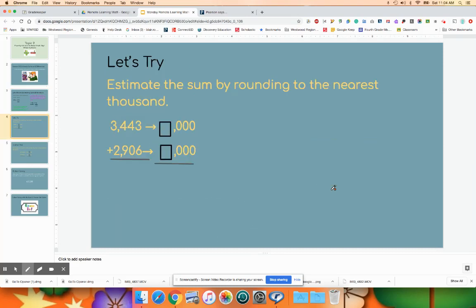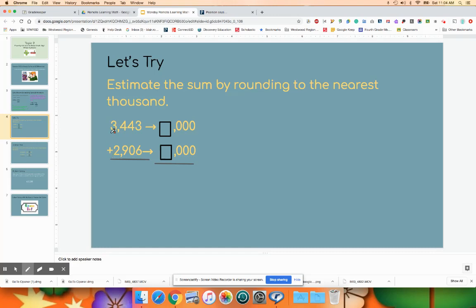So let's try a couple. Today they're going to present you with a couple of problems like this. They're not going to tell you the rounding place, but they're going to put a square where they want you to fill in. So you need to figure out what the rounding place is. So ones, tens, hundreds, thousands, right? So here they want you to round both of the numbers to the thousands place and find the sum.